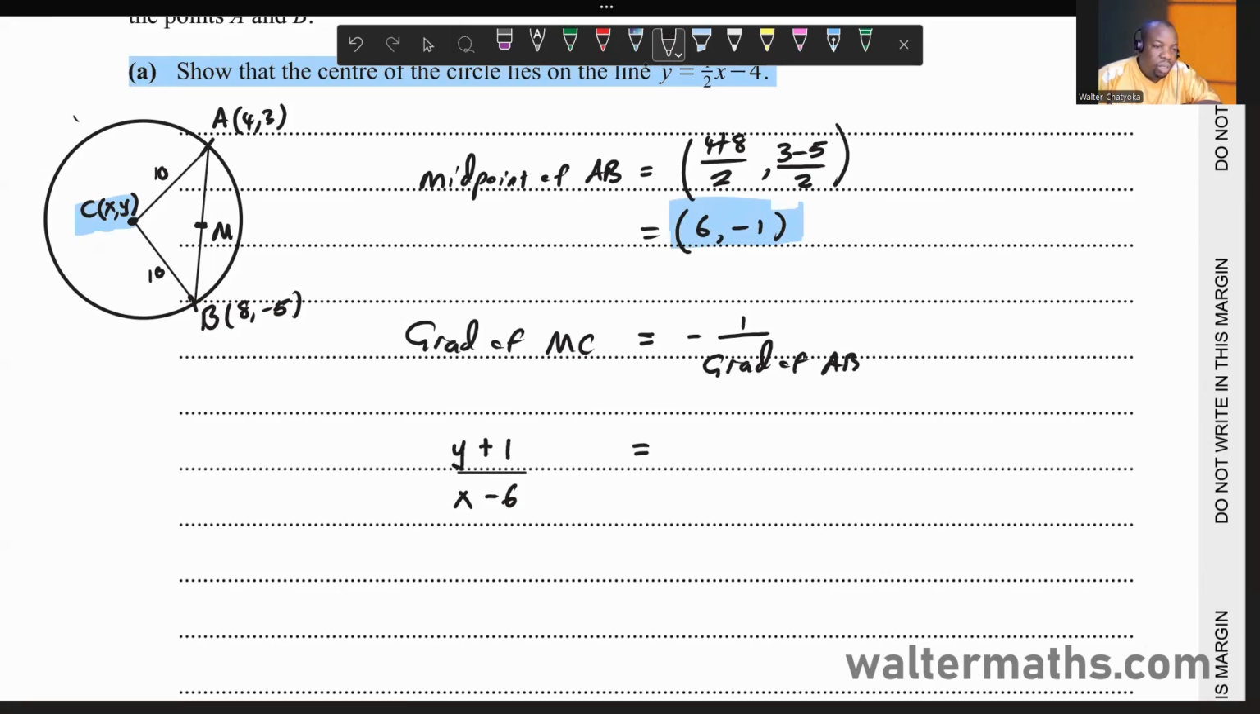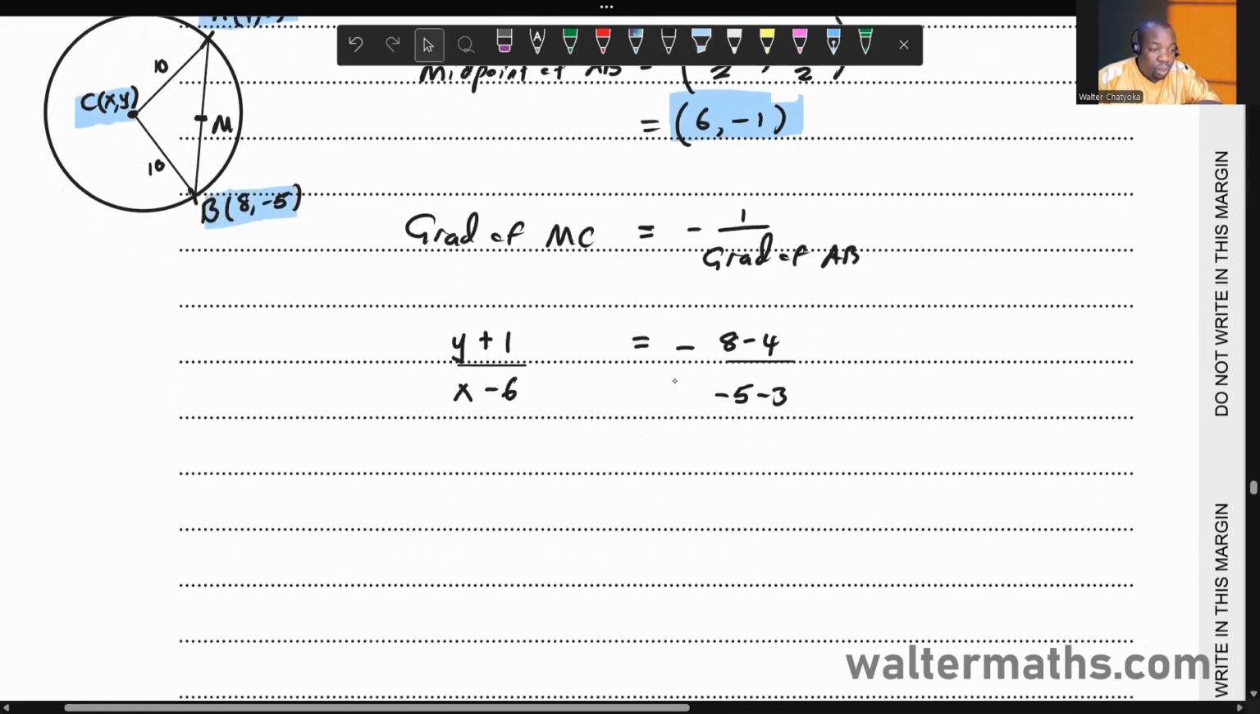So technically it's like minus, let's use change in x on top since it's the reciprocal. So that's basically 8 minus 4, and that's over minus 5 minus 3. So here I'm making use of A and B. So this is what we're having.